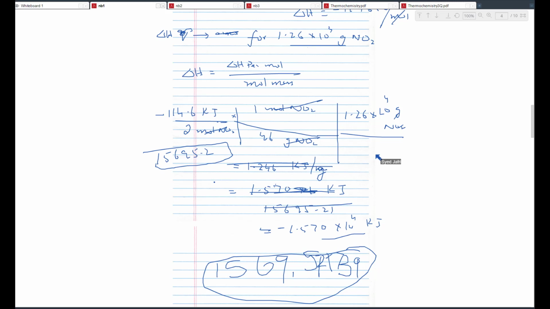Okay. And so when we report the answer, we have to report it as 4 significant figures if you want scientific notation. So I am moving this to 1, 2, 3, 4. I am writing 1.5, and because I am dropping 5, I am increasing 9, so it will become 1.570 times 10 to the power 4 kilojoules. That's it.